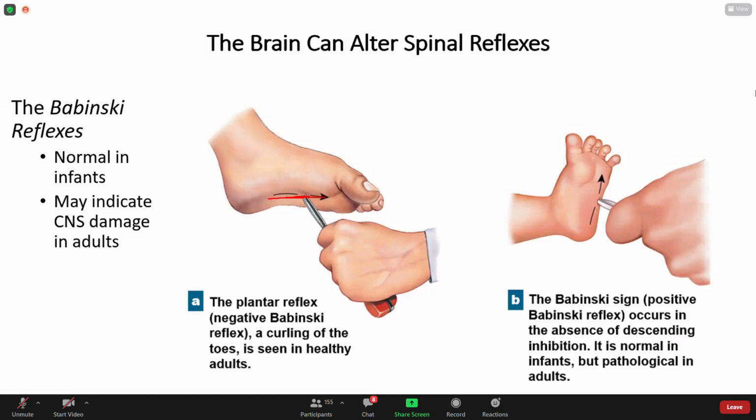In upper motor neuron lesions, when there is loss of the inhibition of the upper motor neurons, what's going to happen is that instead of the plantar reflex going down, the toes will be going up. This is called a positive Babinski sign. Up meaning upward, upper motor neuron lesion. So this is how you remember this.